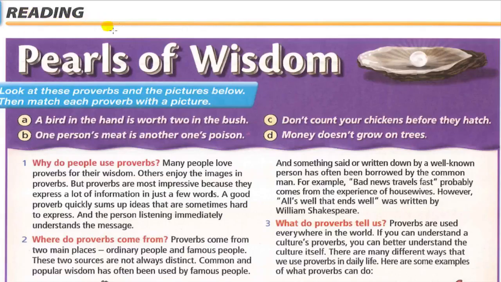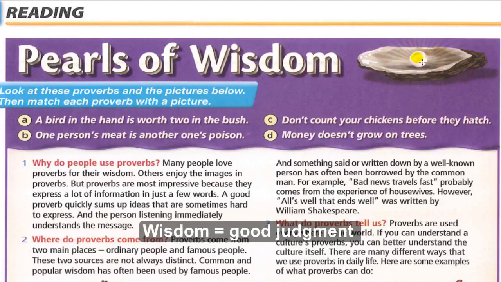Exercise 13, reading. Pearls of wisdom. Pearls. What's a pearl? This is a pearl. Pearl, a jewel. A small, shiny, hard ball that forms inside some oyster shells. That forms inside a shell. This is a pearl, a jewel, a very valuable thing.